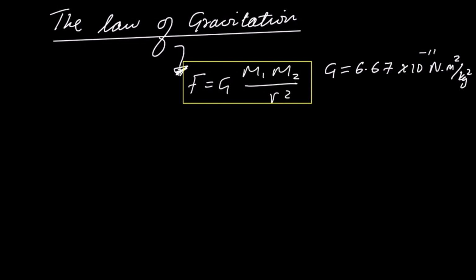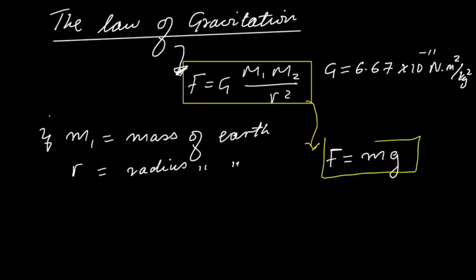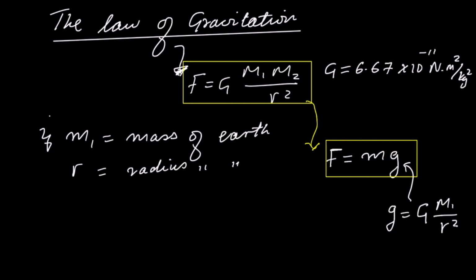Now, if we assume that one of the masses is the mass of Earth, and we take r as the radius of Earth, then we can simply see that F will be equal to some constant multiplied by the mass that is attracted to the Earth. That constant is called g, which is the gravitational acceleration, and is given by big G multiplied by the mass of the Earth divided by the square of the radius of the Earth. Now, g is 9.81 at sea level.